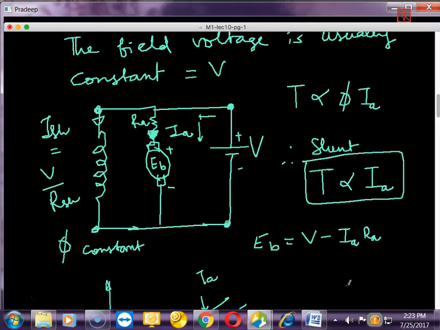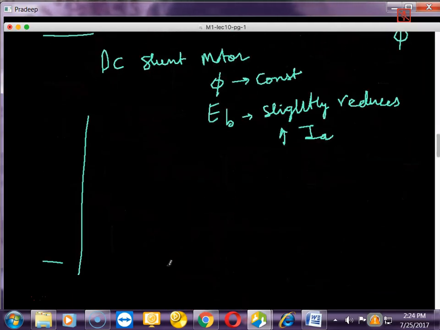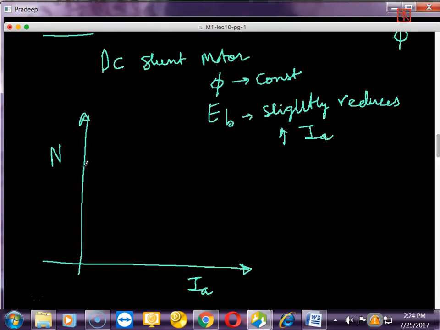So therefore, the speed and armature current characteristic of a DC shunt motor will look like this. This is armature current, and this is speed. So it will look to be a slightly drooping characteristic, a straight line, slightly drooping. The y-axis is speed and the x-axis is the armature current, and it is slightly falling.